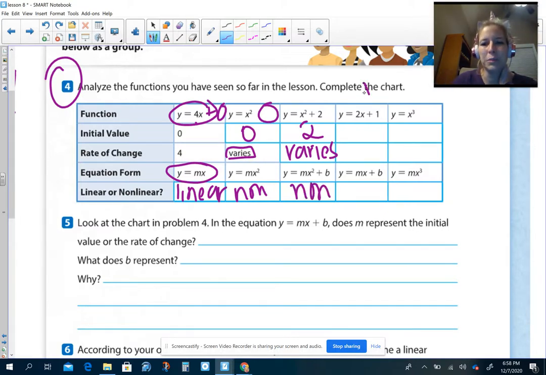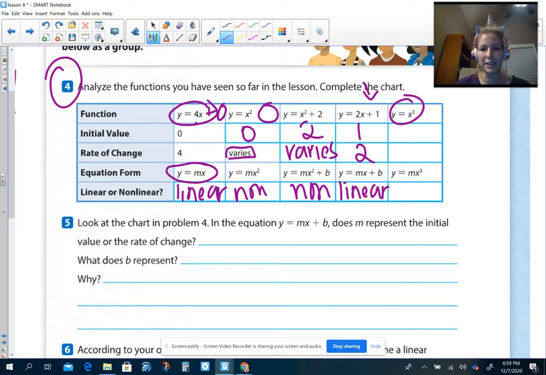Okay, let's look at this one. My initial value, good, should have been a 1. My rate of change, this one's 2. I don't have any exponents, so it's going to be constant rate of change. Because it's constant, this is definitely a linear. Good job.